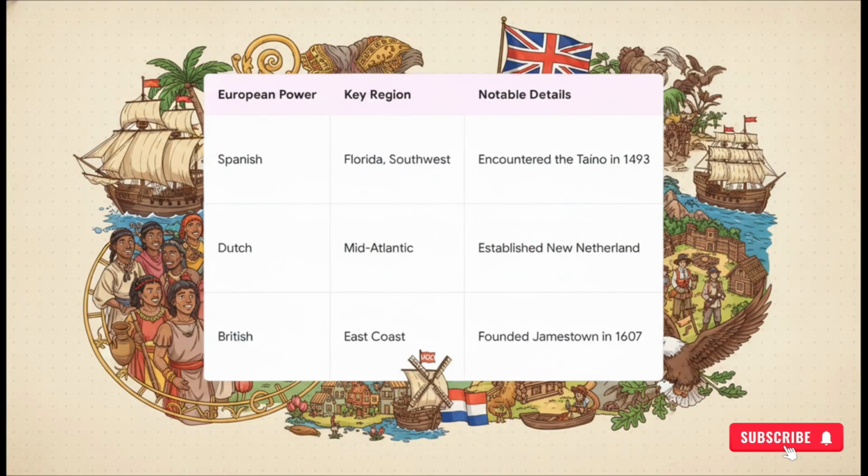And this brilliantly illustrates how the layered complexity of the continent only grew as competing European empires arrived, bringing their own varied traditions. The Spanish established themselves in Florida, the Southwest, and Puerto Rico, encountering the Taino as early as 1493. The Dutch settled the Mid-Atlantic, creating New Netherland until the British took it over in 1664. And the British, of course, took hold on the East Coast, establishing their first permanent settlement at Jamestown in 1607, and then the Pilgrims followed at Plymouth in 1620.